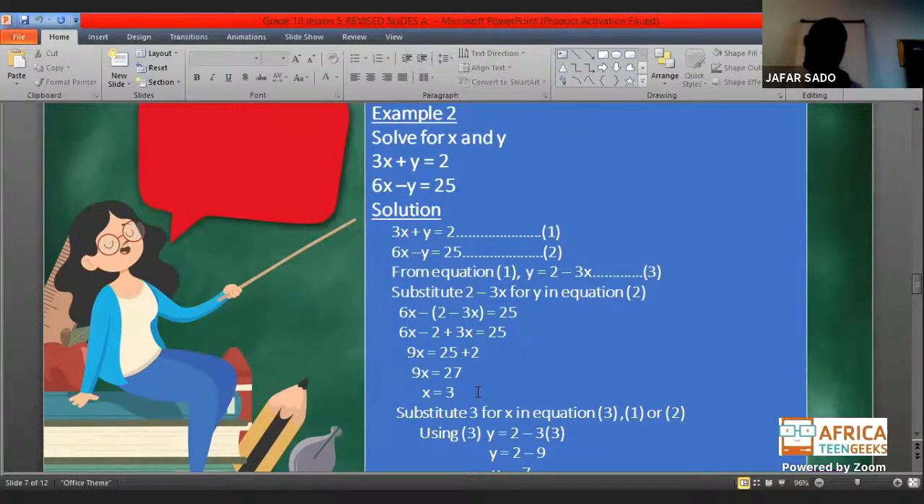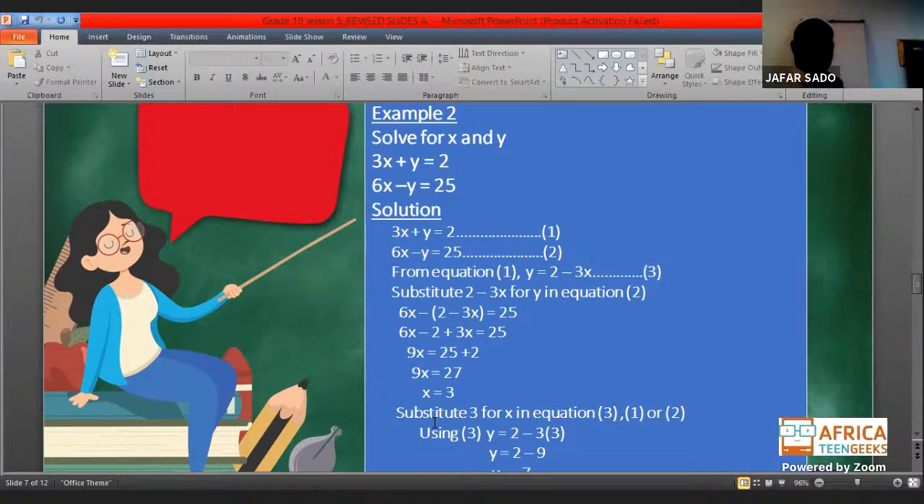So once we get our x, it's easy to find our y. To find y, you only substitute 3 for x in any of the 3 equations. Which equation can we use? Equation 3 is nice to use. Why? Because we want to find y, and equation 3 already has y set equal to this. So we can just substitute our value of x here and find y.